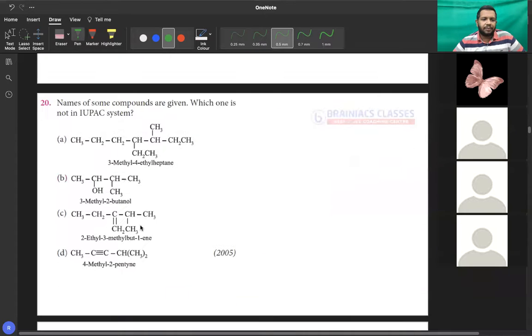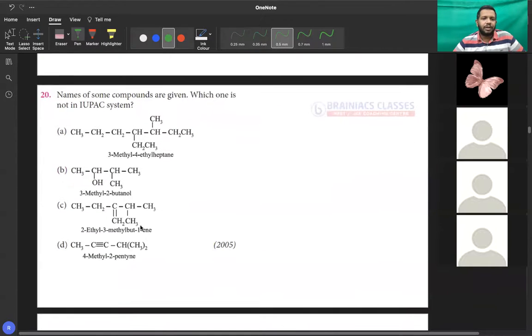So we have the next question in front of you. 2005 question. Names of some of the IUPAC compounds are given. Which one is not in IUPAC system? We have already done a question similar to this, but in a different year. So this came way back in 2005. I hope this might be the year I was attending. Okay, let's check it out. So first, can you tell me what is the answer for this one? In one shot, any idea?